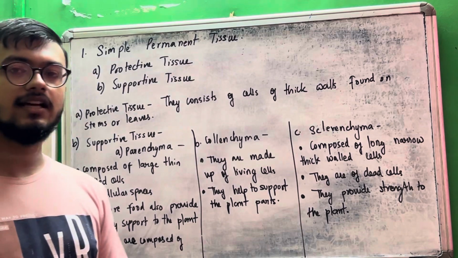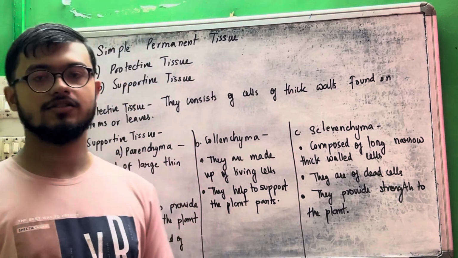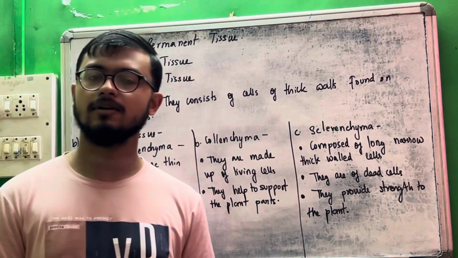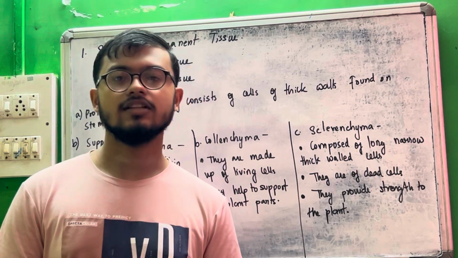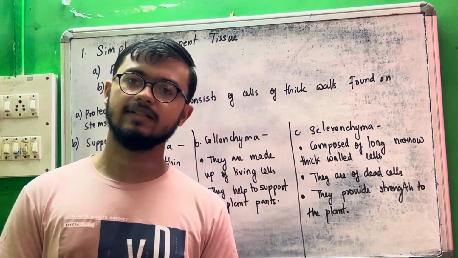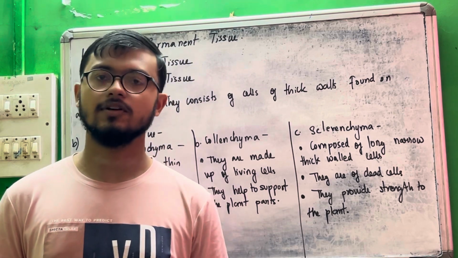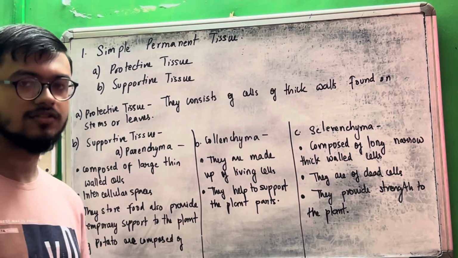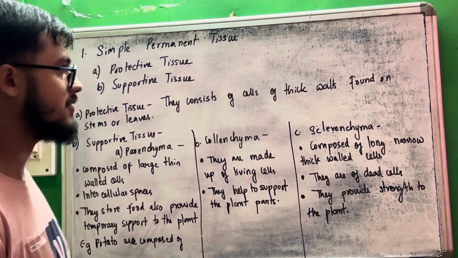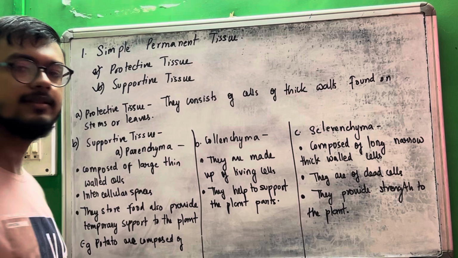Okay, in the last class we discussed permanent tissue, that there are two types, simple permanent tissue and complex permanent tissue. Now in this class we will discuss simple permanent tissue completely. In the next class I will be discussing complex permanent tissue. Simple permanent tissue is again of two types, that is protective tissue and supportive tissue.